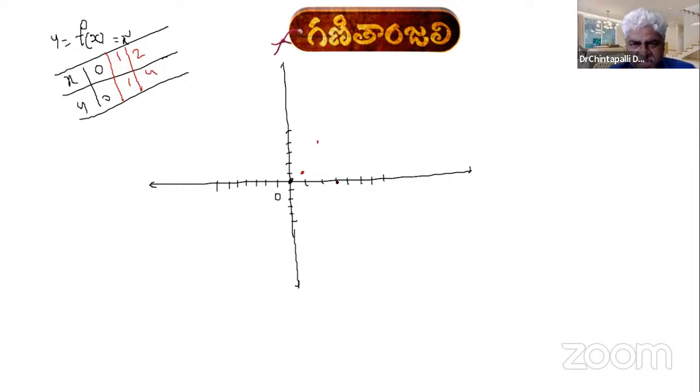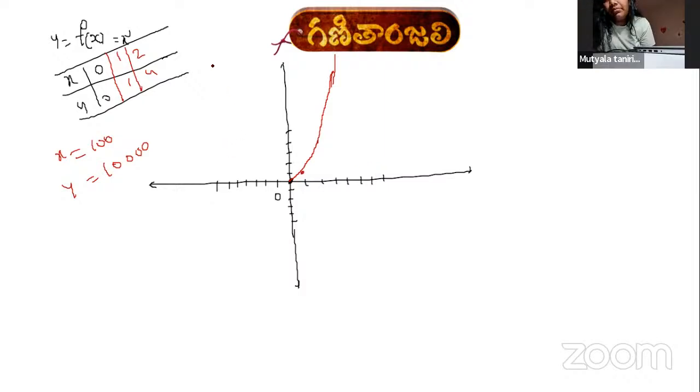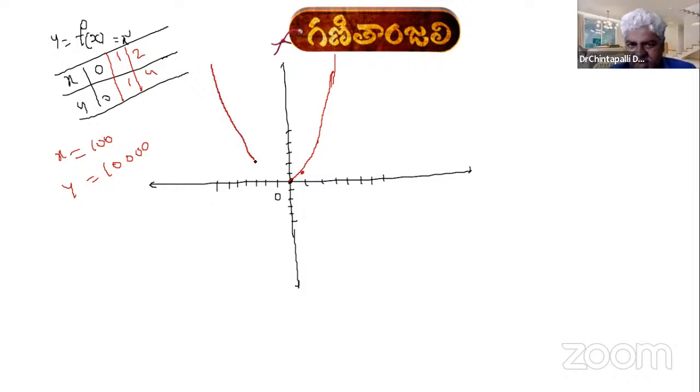If x equal 3, what is y? 9, sir. 9. Okay. Is there any number on the x-axis which cannot be taken? We can take x is equal to 100. Then y is equal to 10,000. Is there any number on the x-axis not to be taken? No, sir. We can take any number.